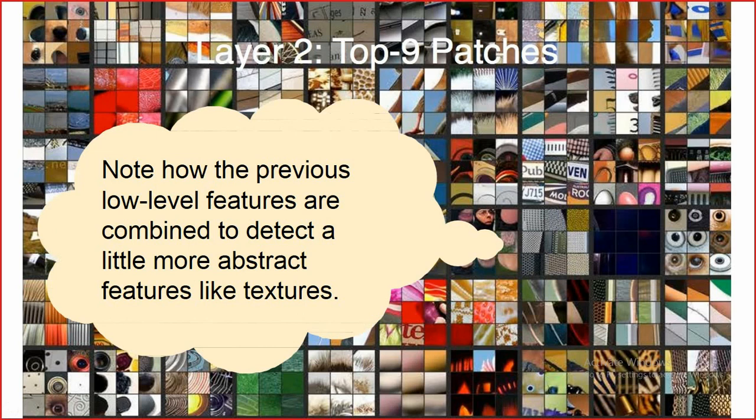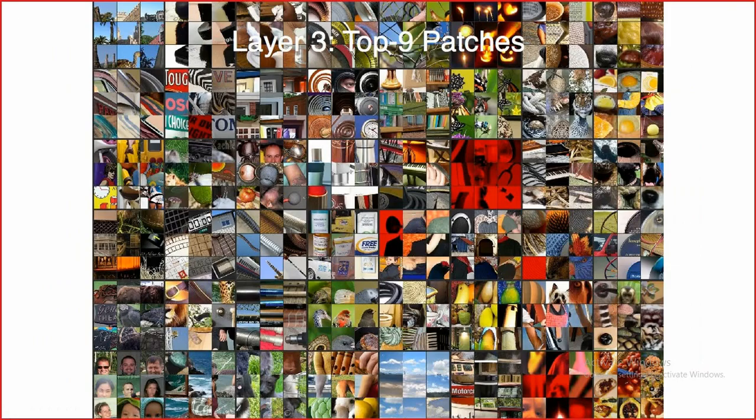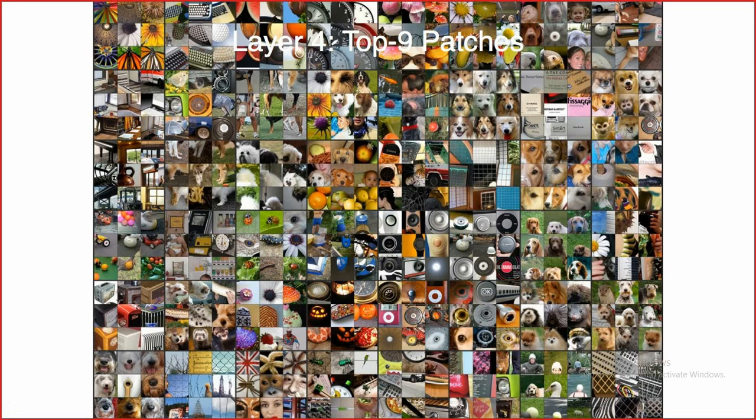Note how the previous low-level features are combined to detect a little more abstract feature like texture. Okay, this is not a little more abstract feature, it's complicated features. These are similar to the last layer, I think. But for this presentation, they use this slide. So as you can see, this is the third layer, and now we have more and more complicated features. And this is the fourth layer, and now we have the whole animal, for example, or whole objects.